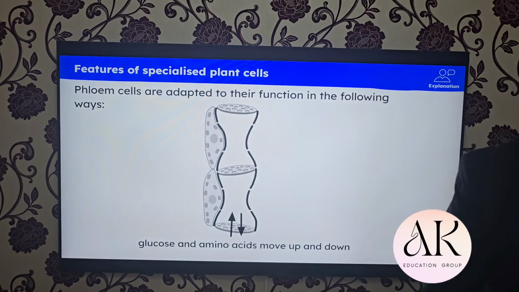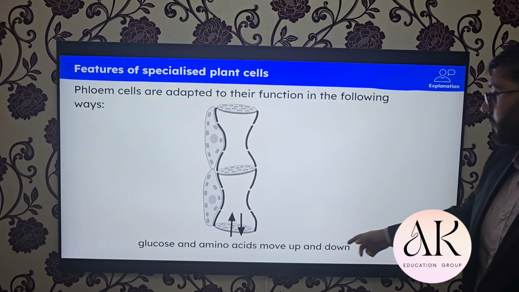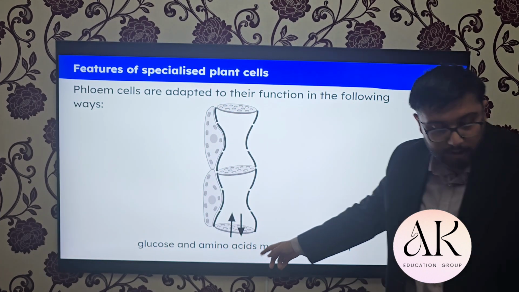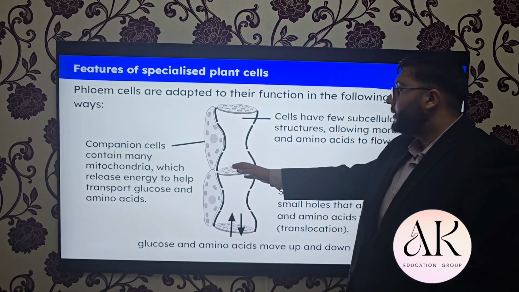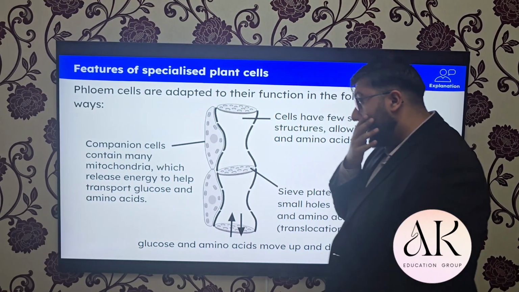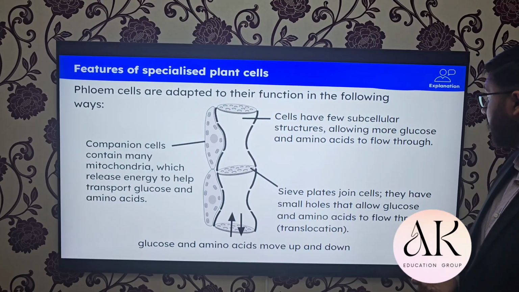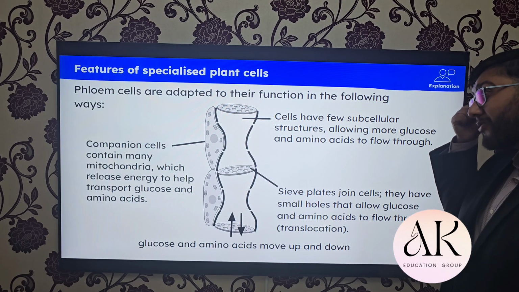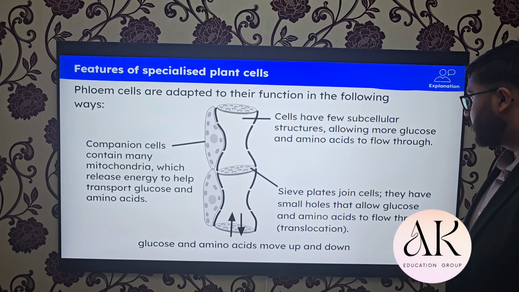Now, the phloem cells are adapted to their function in the following way. So we understand that they're trying to transport glucose up and down and amino acids, but how are they adapted for that? So they have companion cells which contain many mitochondria, and these release energy to help the transport of glucose and amino acids, and the cells have fewer subcellular structures to allow more glucose and amino acids to flow through. So likewise, it's quite similar to the xylem cell in many ways, so they don't have as many subcellular structures.